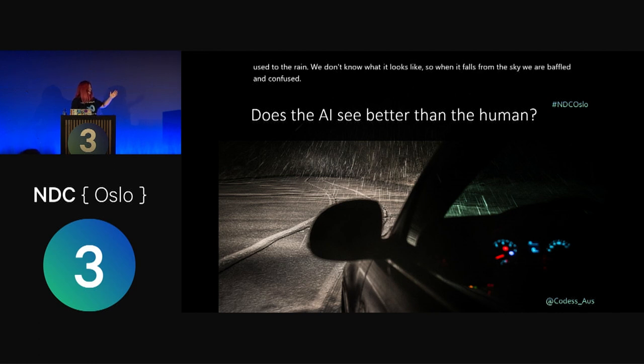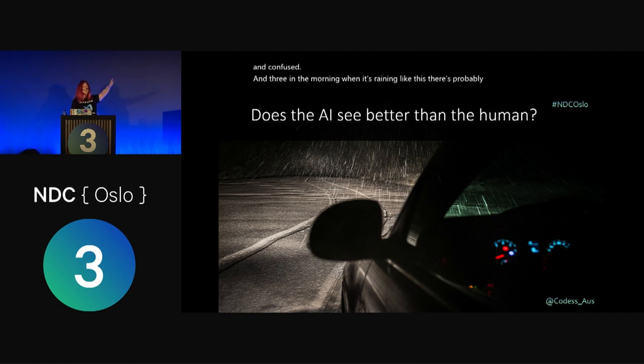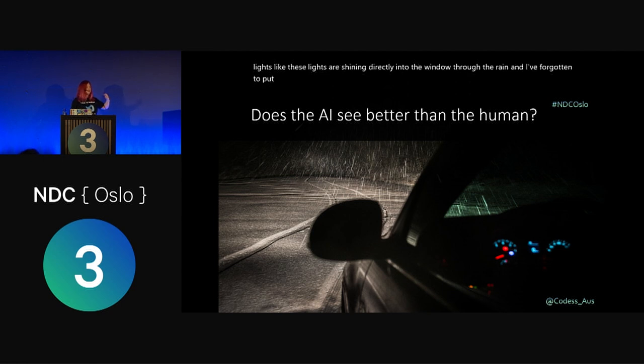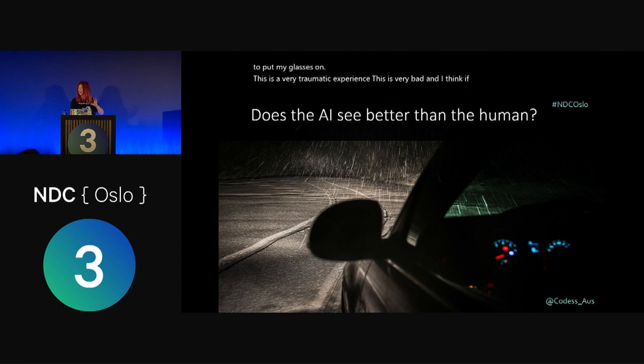And at 3 a.m., when it's raining like this, there's probably roadworks, so those lights are shining directly into the window through the rain, and I've forgotten to put my glasses on. This is a very traumatic experience. This is very bad. And I think if I had the opportunity to tell the car to take the wheel, it would be a million times safer than me clutching my wheel like this and shaking with fear as I drive. That's not the only time that I would be more dangerous than the car itself.